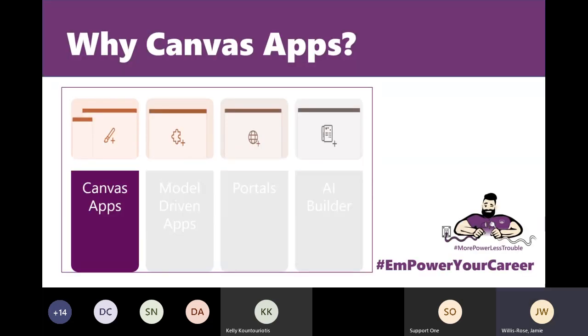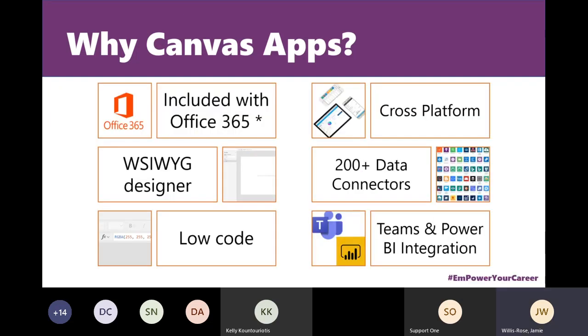I want to focus today on Canvas apps. Why? Because it's included with everyone's Office 365 subscription, with the asterisk that you have to have at least an E3 license, or G3 if you're in the government space. But if you have that, you should have access to PowerApps and Power Automate. It has a WYSIWYG designer: what you see is what you get. It's a very familiar way to design if you're comfortable using PowerPoint, for example. It's low code, not no code, and I'll get more into that as we go through the demo.